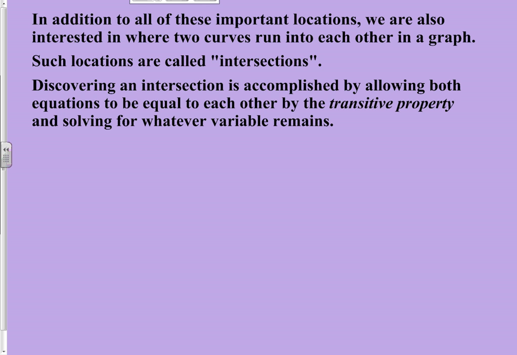Discovering an intersection is accomplished by allowing both equations to be equal to each other by the transitive property and solving for whatever variable remains. Okay. Now what we're basically doing here is applying the transitive property, which says if something A is equal to something B, and then this thing B is equal to some other thing C, well, if A equals B and B equals C, then A must be equal to C as well. This is basically what we're trying to accomplish in a problem.